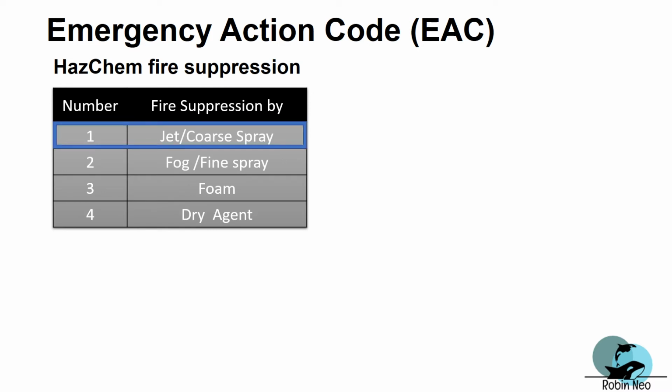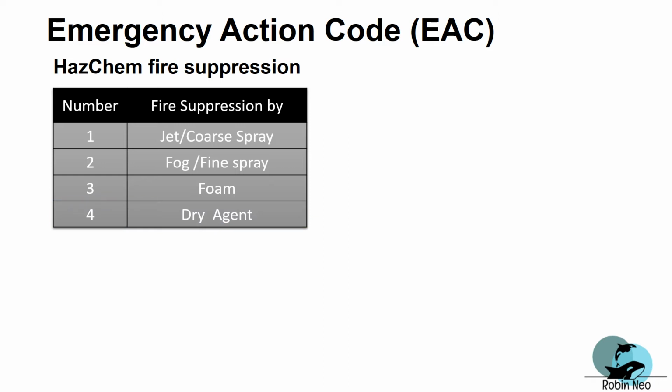Wherever number 1 is given, it shows that the chemical needs water jets as fire extinguishing medium. Number 2 similarly means fog as extinguishing medium. However, in the absence of fog equipment, a fine spray may be used. The number 3, which we generally see everywhere around us, means use of foam as extinguishing medium. Number 4 means the chemical requires a dry agent like carbon dioxide or halon substitutes.